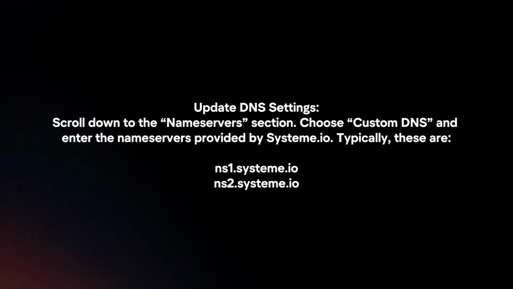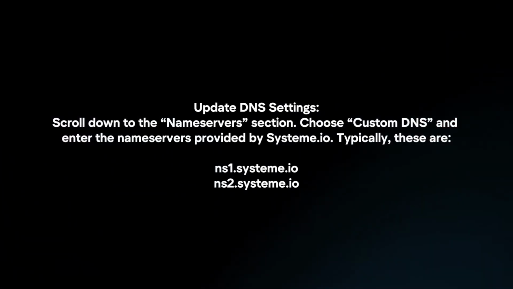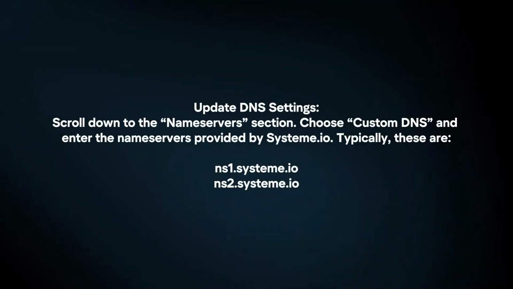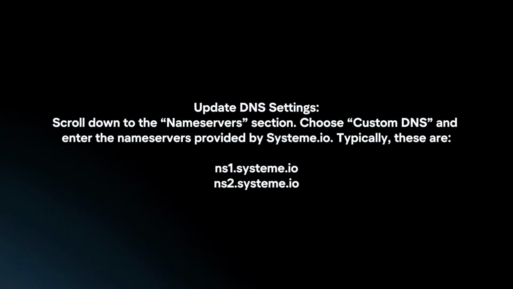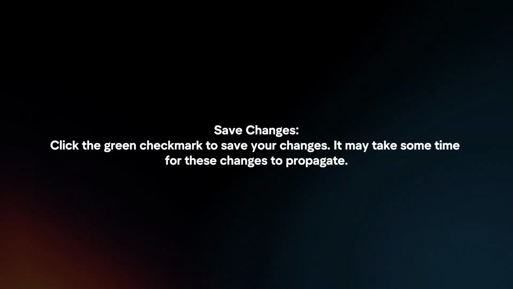Update DNS settings. Scroll down to the name server section. Choose Custom DNS and enter the name servers provided by System.io. Typically these are the following. Save changes. Click the green check mark to save your changes. It may take some time for these changes to propagate.